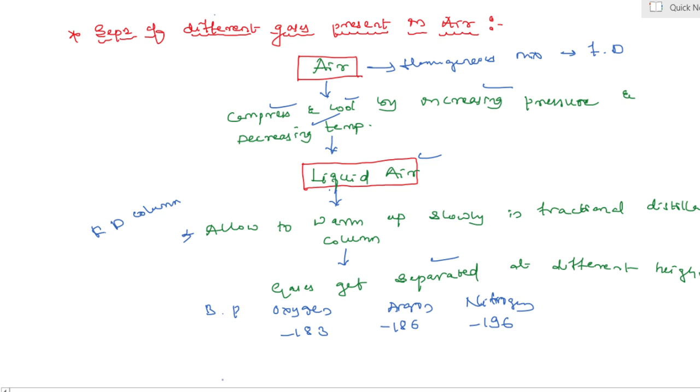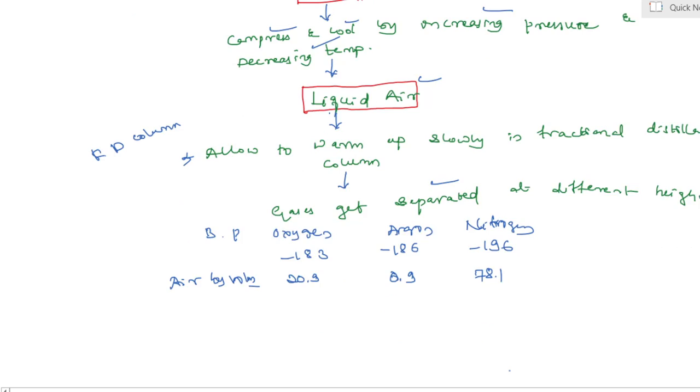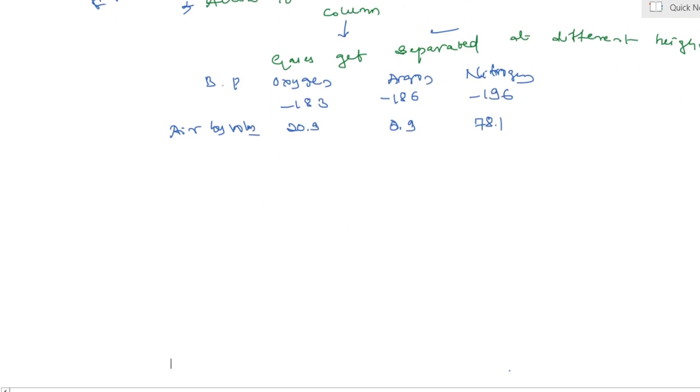Air by volume contains oxygen 20.9 percent, argon 0.9 percent, and nitrogen 78.1 percent. Is it clear how the gases present in air get separated? With the help of the fractional distillation column, the gases present in air can be separated.